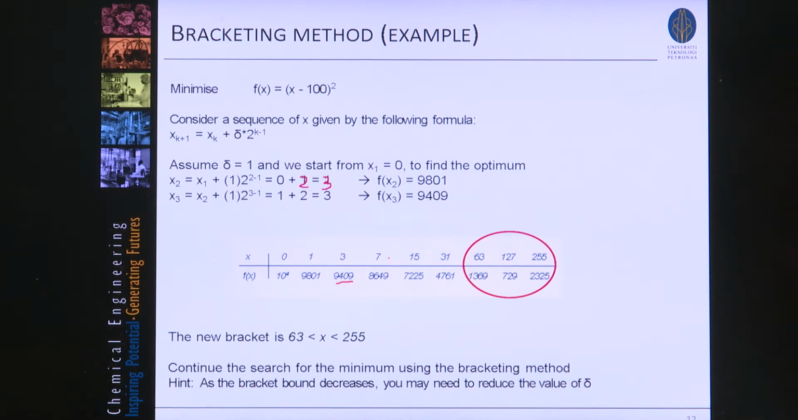The same goes: now we have x2 equals 3, and you put 3 over here. You have to repeat these calculations again, and you get maybe the new number, and so on and so forth. You can see that the objective function is decreasing until here, and then now it increases. So somewhere between these two points, at 63 and 255, there is a minimum point. So we put our bracket over here: that's the minimum of the range, and that is the maximum of the range.